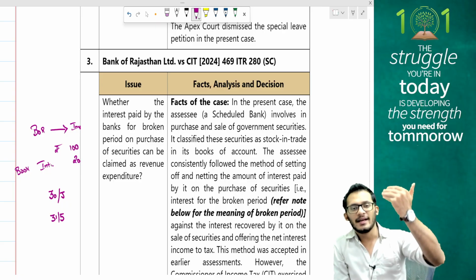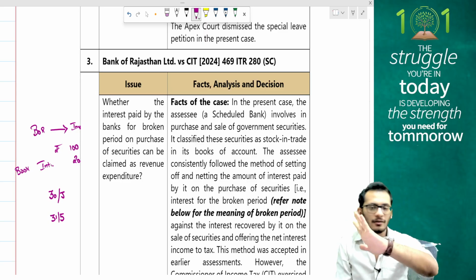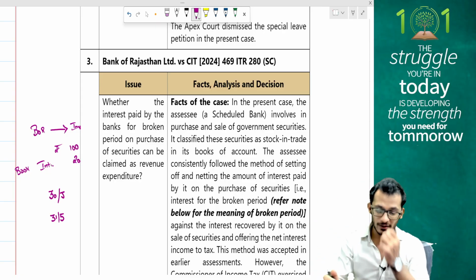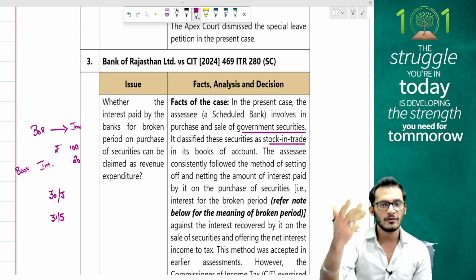Yes. So the case traveled up to the Supreme Court to understand whether this is right or not. I hope you are clear on the background. Let's see what the question says. In the present case, the assessee, which is a scheduled bank, is involved in the purchase and sale of government securities. It has classified these securities as stock in trade in its books of accounts.